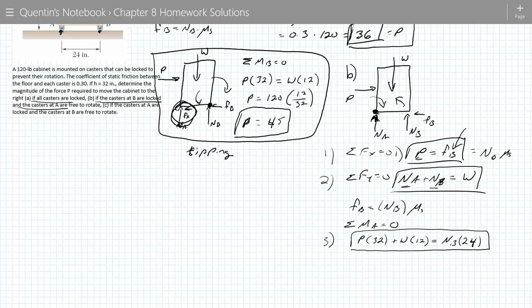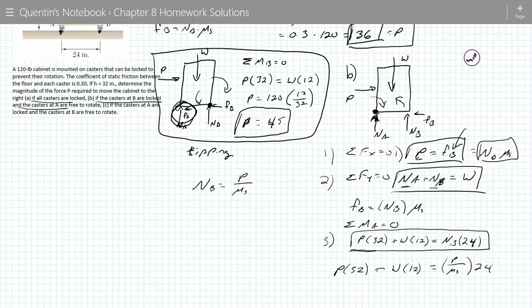So I'm going to go ahead and take the first and the third equation. I'm going to solve this for NB. Sorry for the mess, I'm going to say NB is equal to P over mu sub S, and I'm going to plug that into this one here. Therefore, P times 32 plus weight times 12 equals NB, so here I'm going to put P over mu sub S times 24.